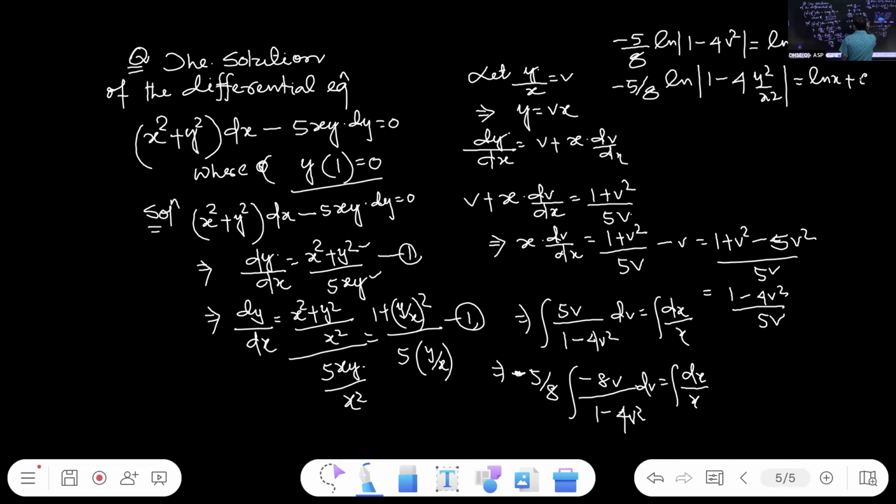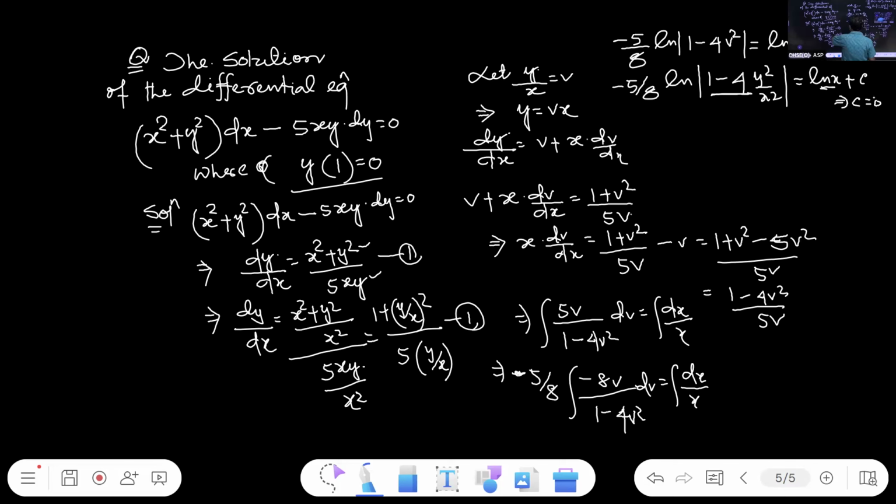So y is equal to 0 when x is equal to 1. If you substitute y is equal to 0, x is equal to 1, this will be 0. 1 minus 0 will be 1. Log 1 will be 0, which implies c is equal to 0.